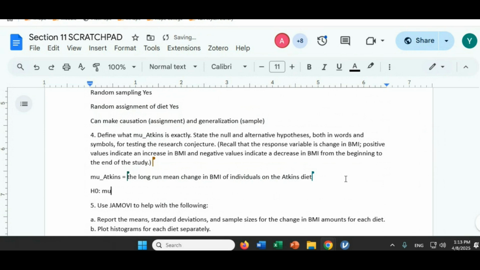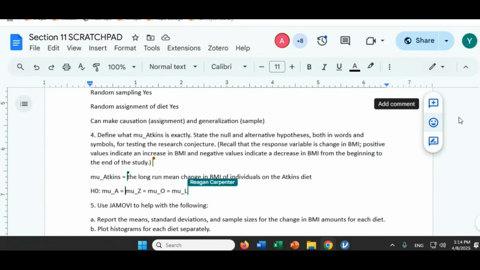The null says mu, let's shorten it a little bit, mu Atkins is what? The null says mu Atkins is equal to, what were the other diets? I think there's Zone, yeah, that's right. And then there's Ornish and Learn, I think. I think that's it. UL, that's right. What does the alternative say?